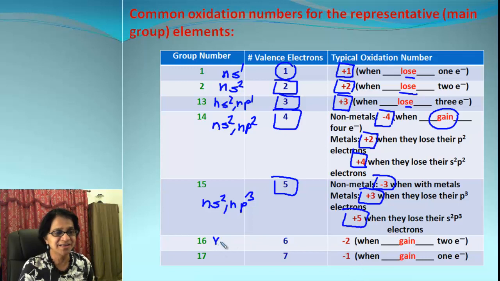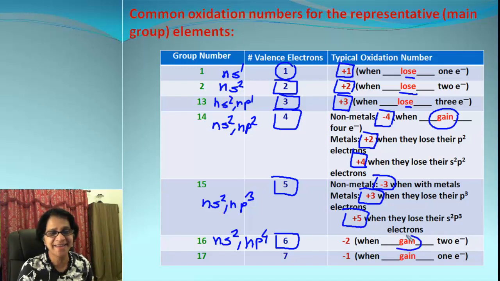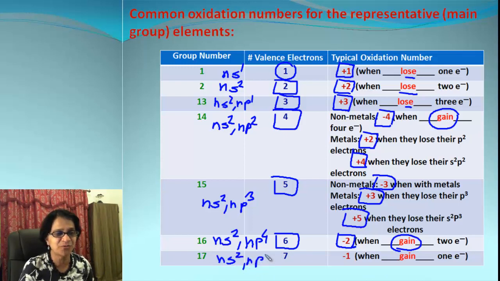Group number 16, we get ns2 and np4, giving rise to 6 valence electrons. It is much closer to making an octet by gaining 2 electrons. So we end up having a negative 2 anion. Group number 17 will have 2 electrons from S and 5 from P, a total of 7 valence electrons. So it's going to gain 1 electron and form a -1 charge.